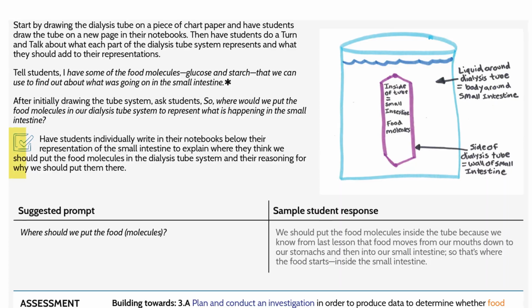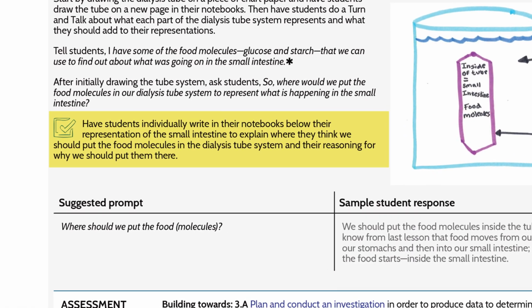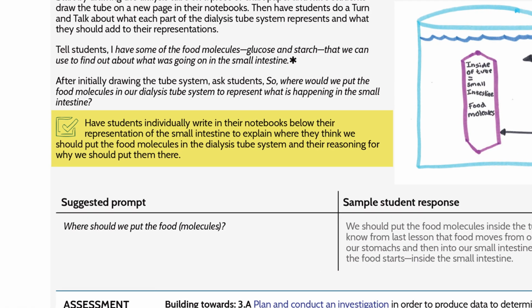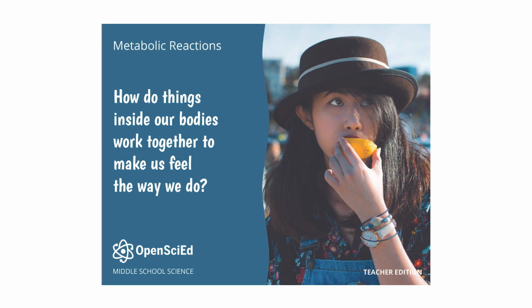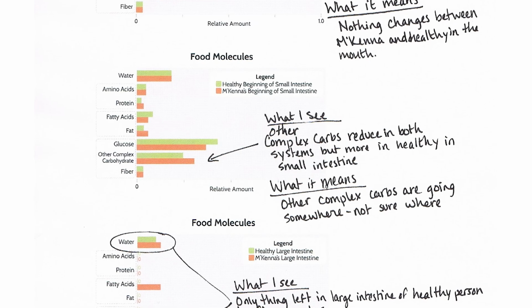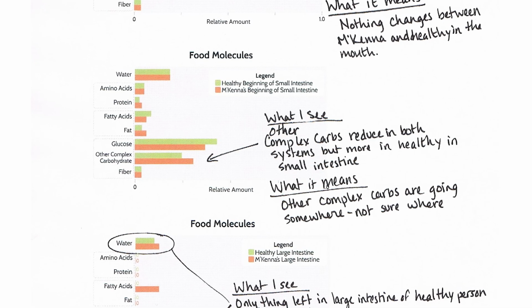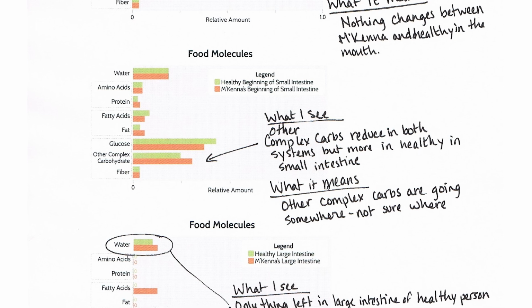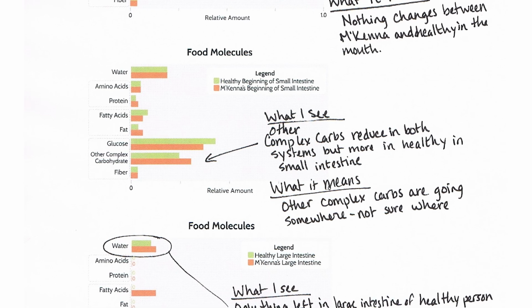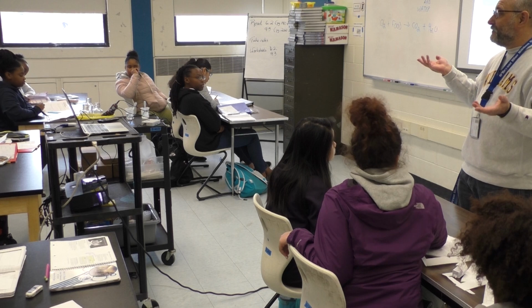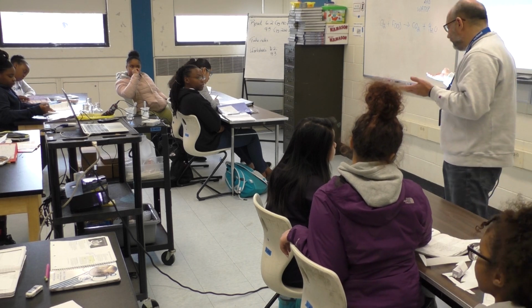OpenSciEd has embedded assessment moments called out in each lesson, times when students are making their thinking visible through activities like revising models, annotating graphs, or collaborating in a scientist circle. These aren't side activities. They are assessment moments, even if students don't feel like they're being assessed. For example, in the McKenna unit, students annotate graphs about food molecules moving through the body. As they write what it means statements, they're revealing their understanding. So you can use that information right away to give feedback, adjust instruction, or just spot patterns across the class.